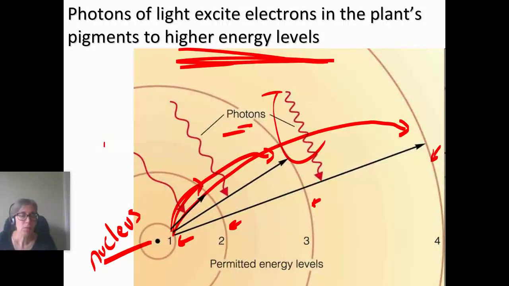So the electrons come from water. Water doesn't have much energy. The electrons don't have much energy, but it's the light that excites the electrons. And you need a light of the right wavelength, because if you have a wavelength that's in between these two, it doesn't do anything.